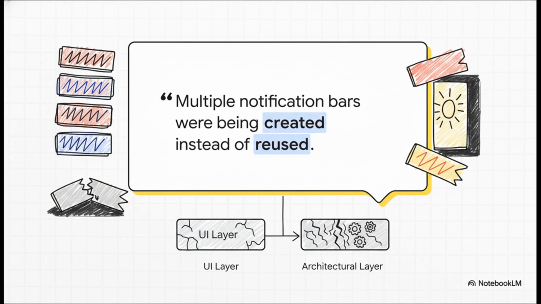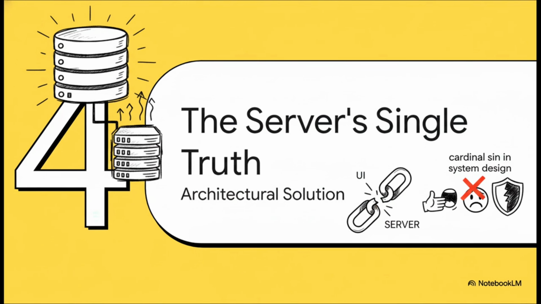But just fixing the UI? That was only half the battle. The real problem, the deeper one, was architectural. And for that, we have to look at the server. See, any stable system needs a single source of truth, and our UI was basically writing checks that the server couldn't cash. That is a cardinal sin in system design.